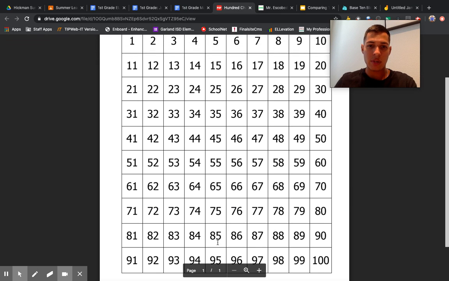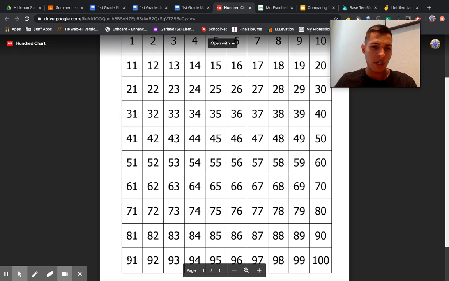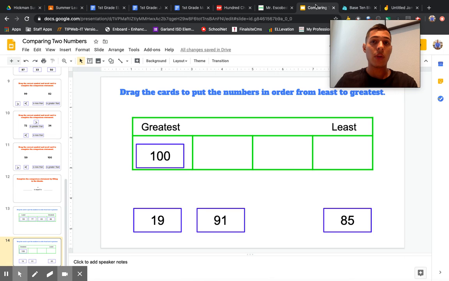85 is right here, and 91 is over here. So 91 is bigger than our 85. So we know we have to drag our 91 then next. That's coming next.